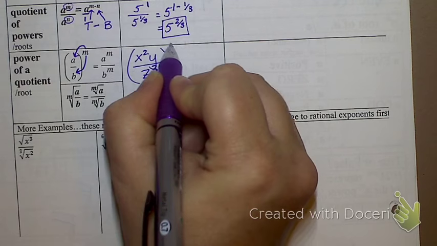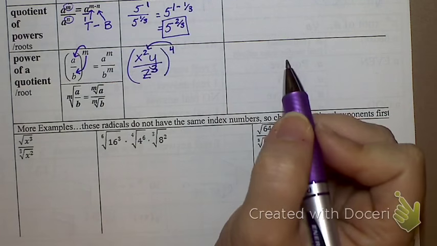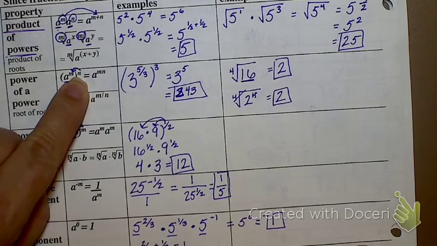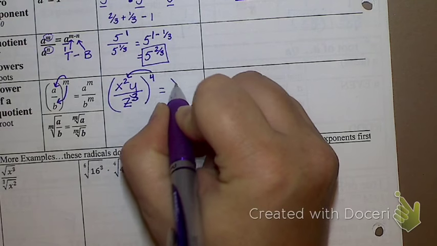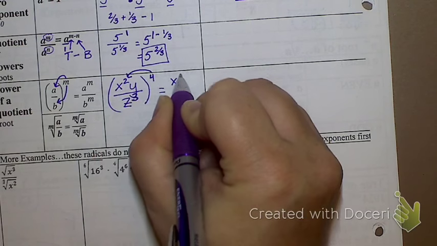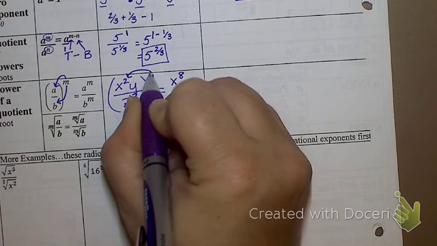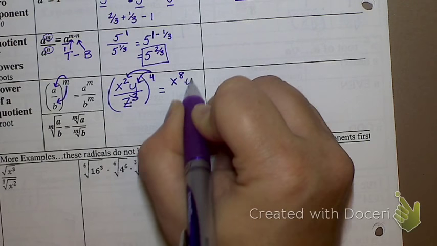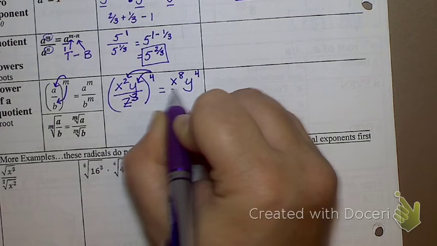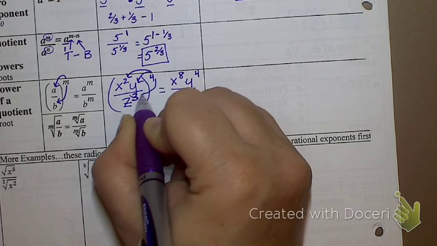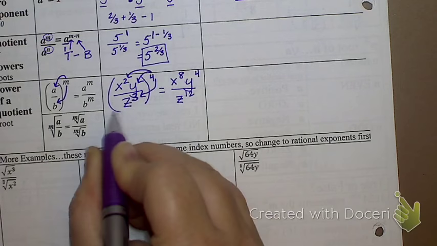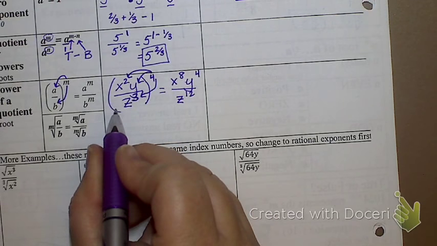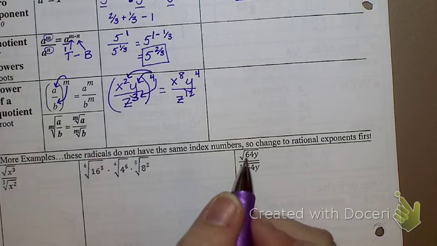Now, when I distribute this 4 to something that already has an exponent, we have to multiply. So, that gives me what? X to the 2 times 4 would be 8. And then distributing it to the y gives me y to the 4th. And on the bottom, I have z to the what? 12th. And if there was more than one thing on the bottom, say there was a w also, you would have to distribute it to the w also.